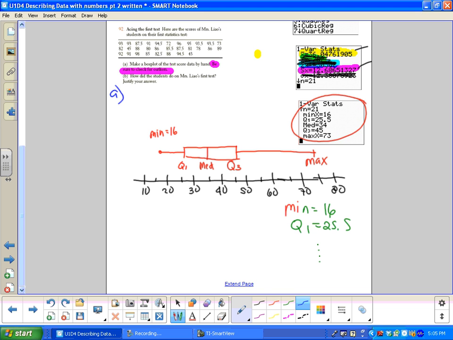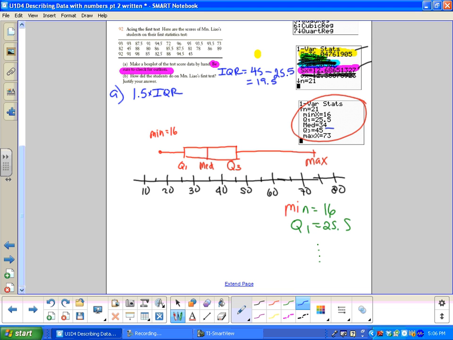Okay, anyway, so let's calculate outliers. So we are going to do 1.5 times our IQR. Remember, IQR is Q3 minus Q1, so that's 45 minus 25.5. Oh wow, I screwed this up. Sorry. Oh, it's up here in the example. So we get 19.5.